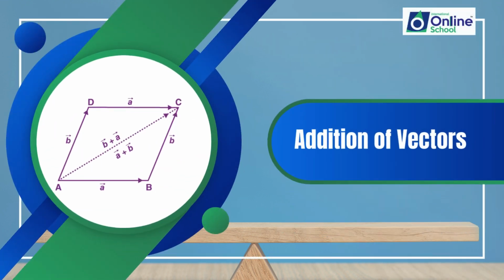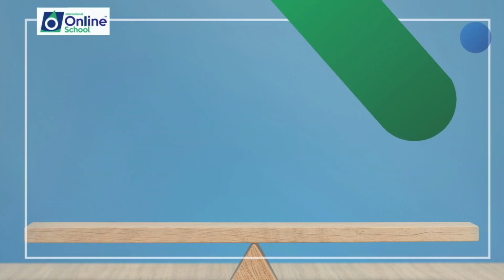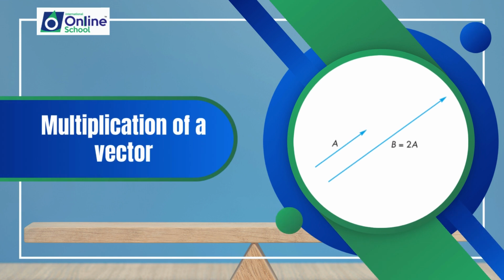Our next topic will be addition of vectors. Adding vectors involves combining their magnitudes and directions using the parallelogram law or triangle rule. Then, we'll shift our focus to multiplication of a vector. Scaling a vector involves multiplying its magnitude or direction by a scalar quantity.